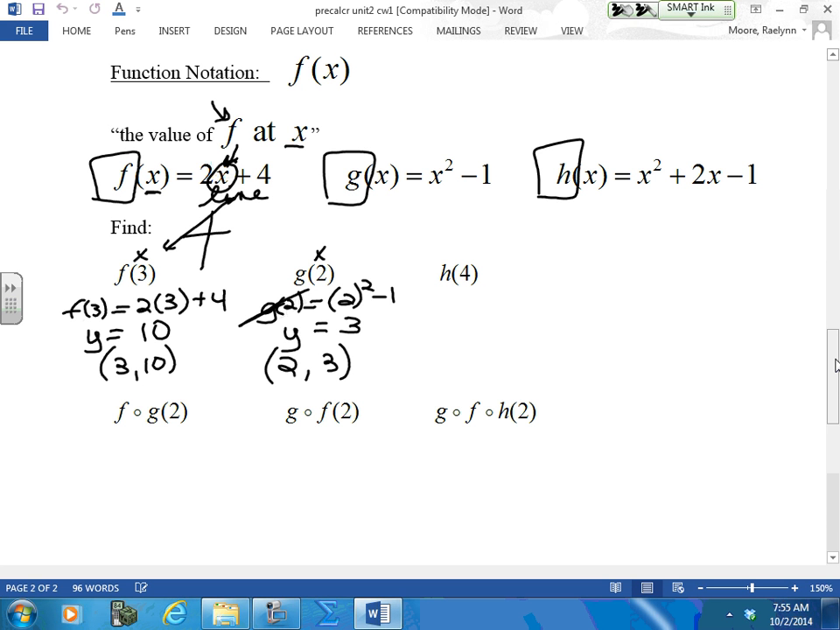And your last one, this is your function h. I want the value of h when x is 4. Because you're just plugging this in, it goes in both places. You've got 2 places for x.